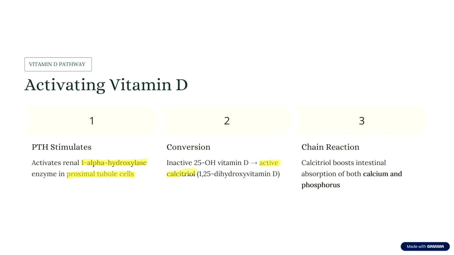Now there is a chain reaction: calcitriol boosts intestinal absorption of both calcium and phosphorus. So this is how the activated vitamin D helps in calcium and phosphorus maintenance.